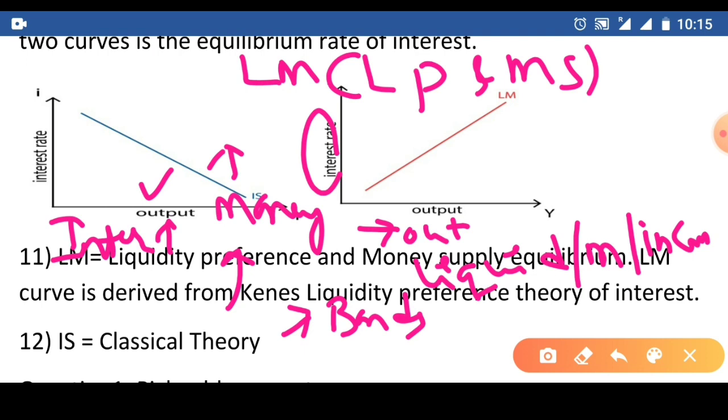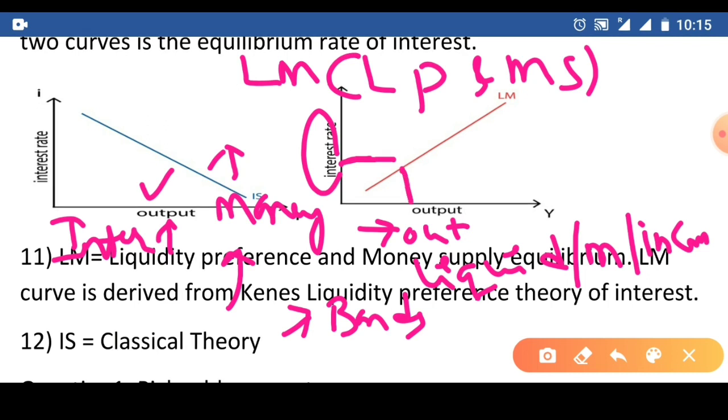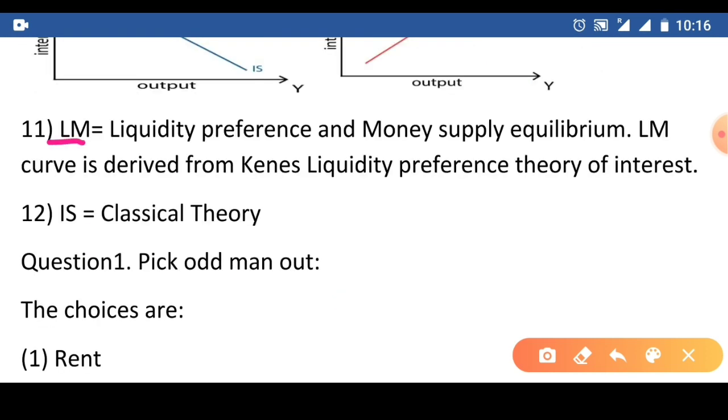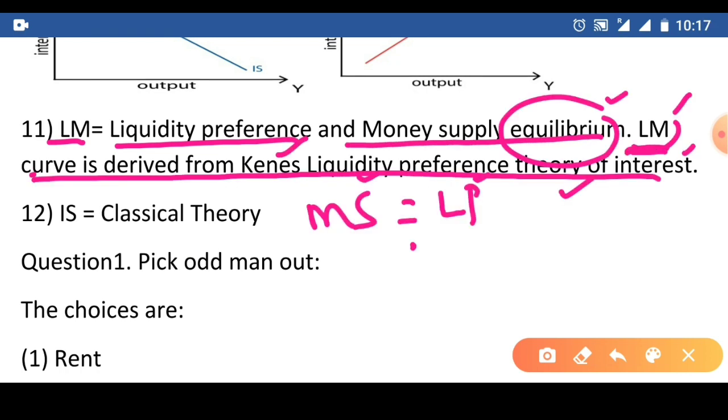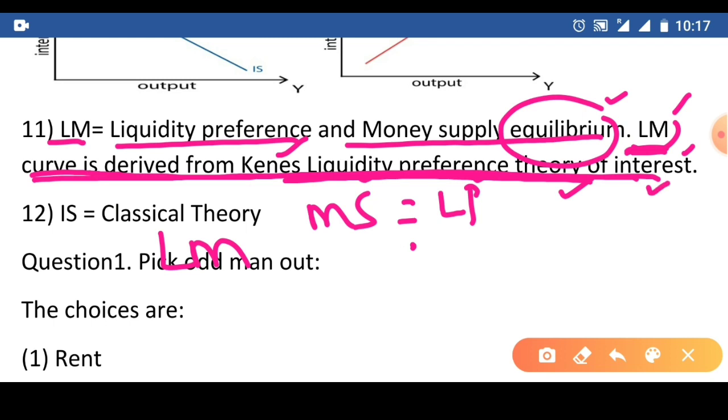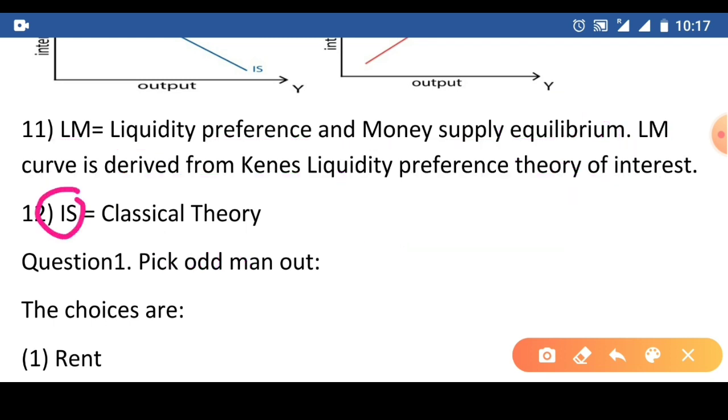That's why this curve is like that. Here is the interest rate, and here is the liquidity. As the interest rate increases, liquidity also increases up to here. That's why this curve is like this. LM equals liquidity preference and money supply equilibrium. The LM curve is derived from Keynes' liquidity preference theory of interest, while the IS curve is derived from classical theory.